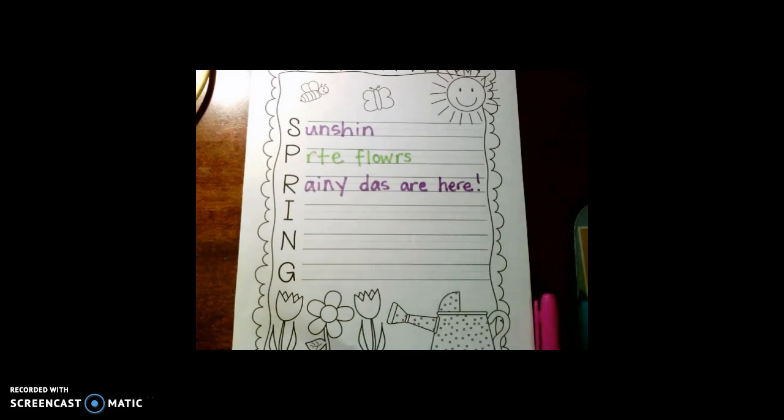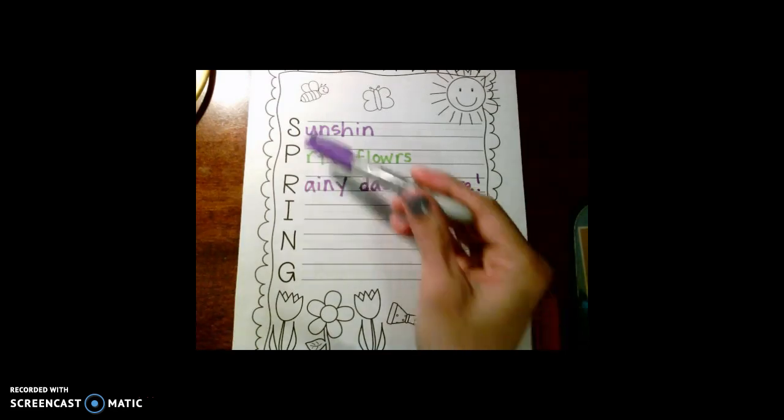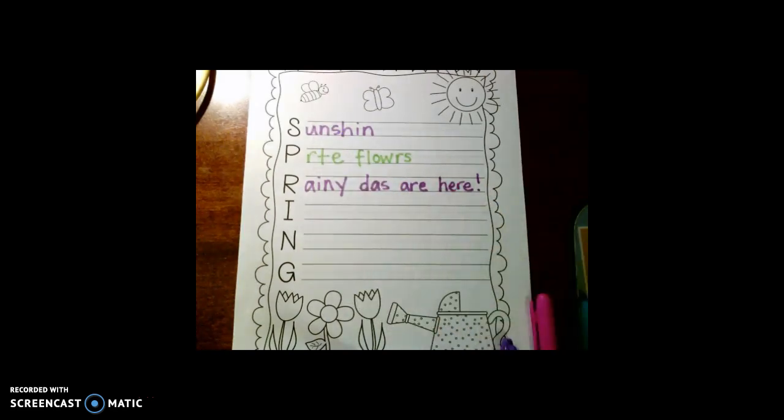So I hope that gives you some good ideas for your spring acrostic poem. Try writing some other acrostics, maybe even include some rhyming words, and then you could decorate this. What a nice way to celebrate one of my favorite seasons, spring. Thank you all for writing with me, and enjoy the springtime weather.